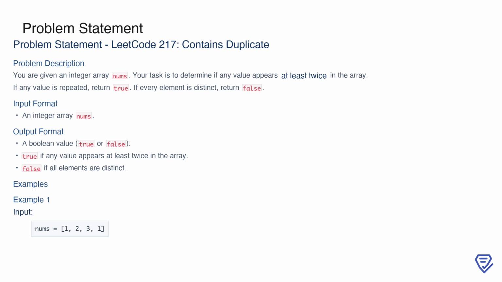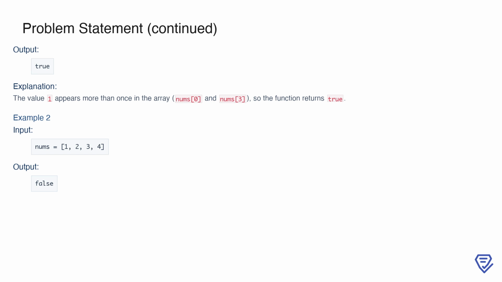For example, if the input array is 1, 2, 3, 1, we can see that the value 1 is repeated. Therefore, the output for this input would be true. This forms the core of the problem we need to solve. Now, let's explore the output for the first example. When the input is nums equals 1, 2, 3, 1, the output is true because the value 1 appears more than once in the array, specifically at indices 0 and 3. This confirms that there is a duplicate.